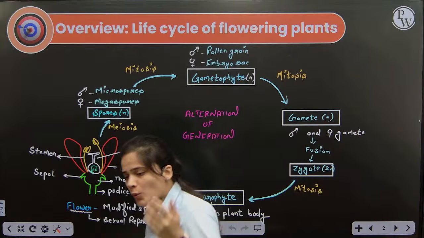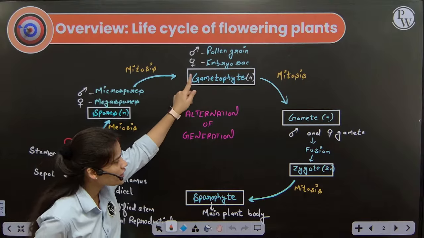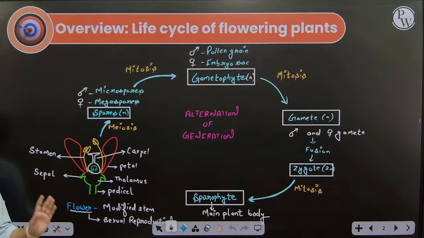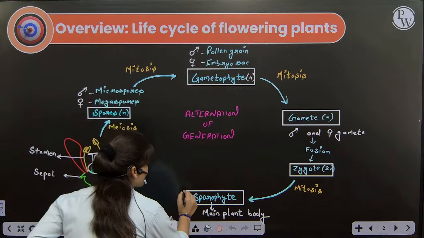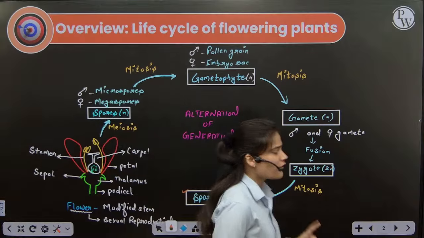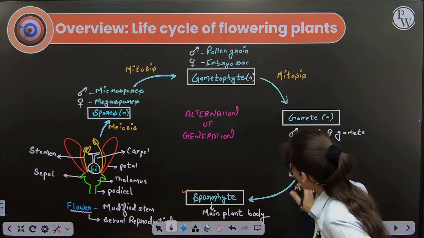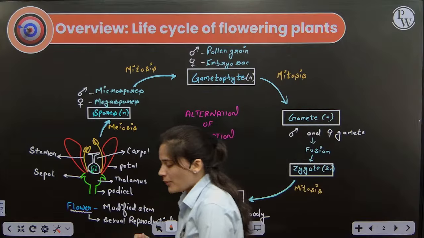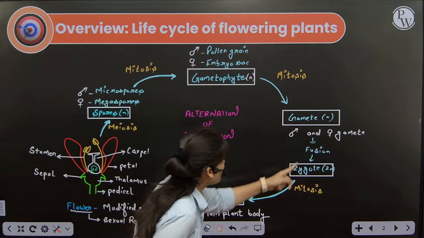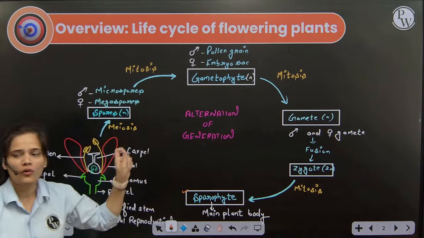Sporophyte is always diploid. The main plant body in case of these flowering plants or angiosperm plants is the sporophyte. That sporophyte is going to give rise to gametophyte. Again, this gametophyte is going to give rise to sporophyte, that is the main plant body. So sporophyte forms gametophyte, gametophyte forms sporophyte. This process is known as alternation of generation.